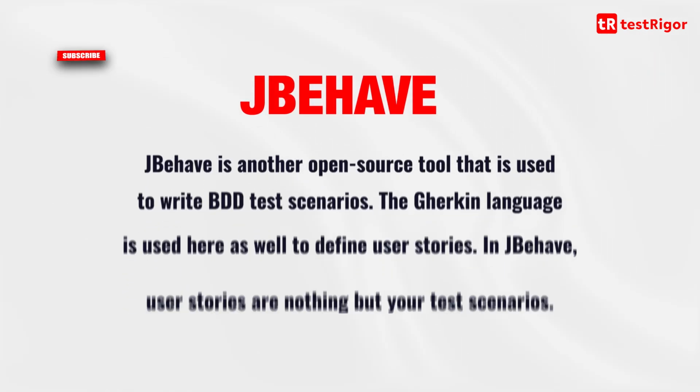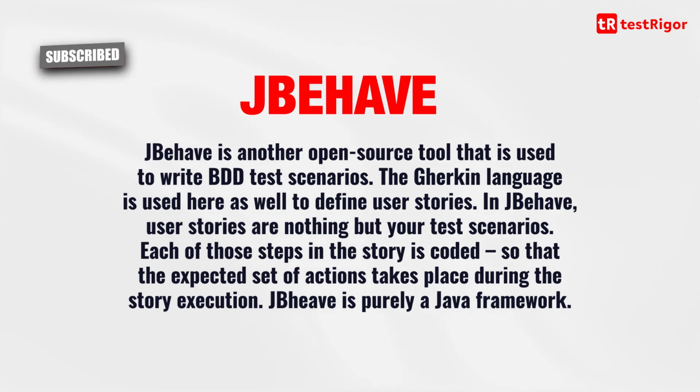Next, we have JBehave. JBehave is another open source tool that is used to write BDD test scenarios. The Gherkin language is also used here to define user stories. In JBehave, user stories are nothing but your test scenarios. Each of those steps in the story is coded so that the expected set of actions takes place during the story execution. JBehave is purely a Java framework.